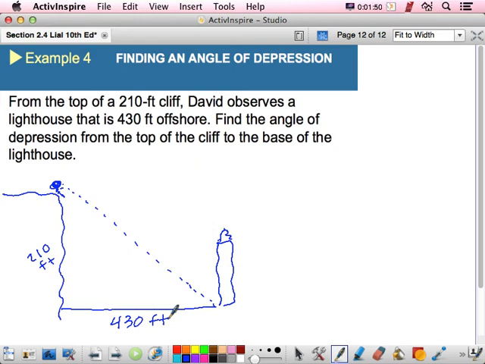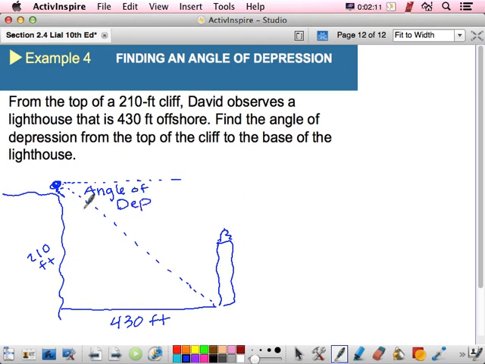Inside. Remember that the angle of depression is from the horizontal down to the line of sight. This technically is the angle of depression. This is where people go wrong. Where do you think people put it? Inside. They put it right here.